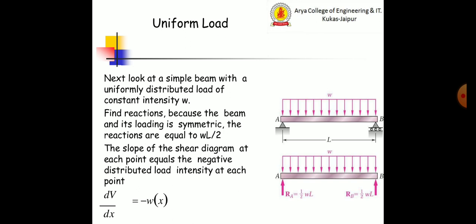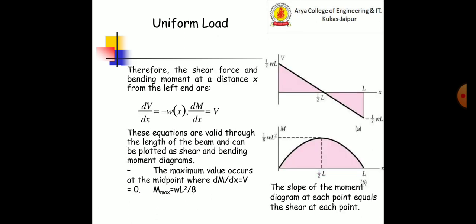Next, look at a simple beam with a uniform distributed load of constant intensity w. Find the reactions. Because the beam and its loading are symmetric, the reactions are equal to wL by 2. The slope of the shear diagram at each point equals the negative distributed load intensity at that point: dV by dx is equal to minus w.